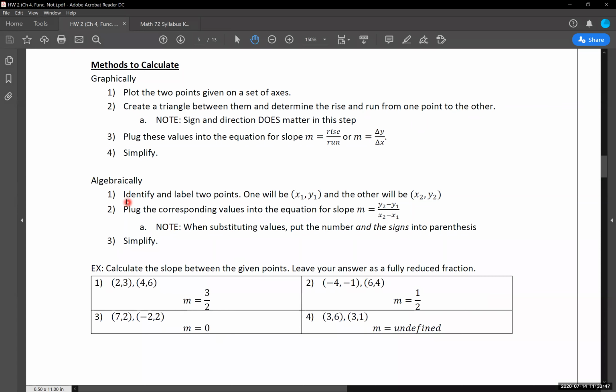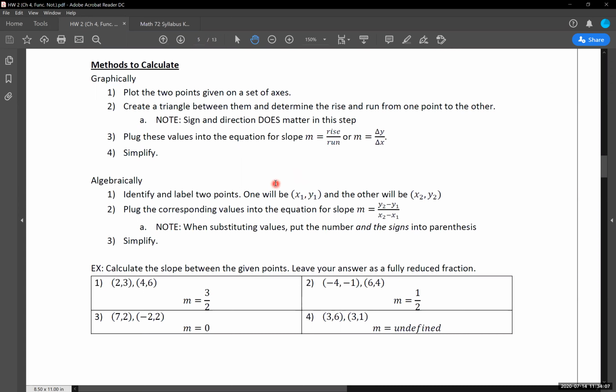Identify and label 2 points. Again, we're finding the slope, and it hasn't been given to us, so we absolutely must have 2 points to do that. I have to give those to you either explicitly or give you a graph so you can find those 2 points on your own.